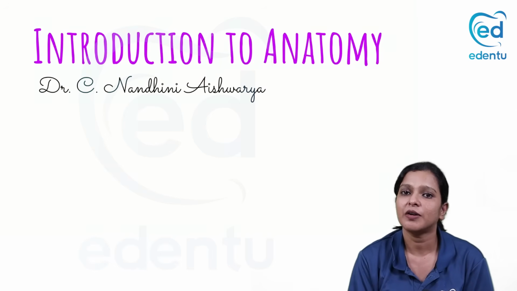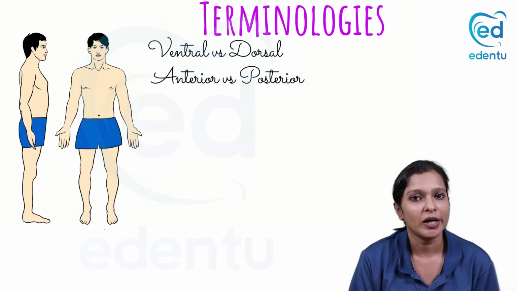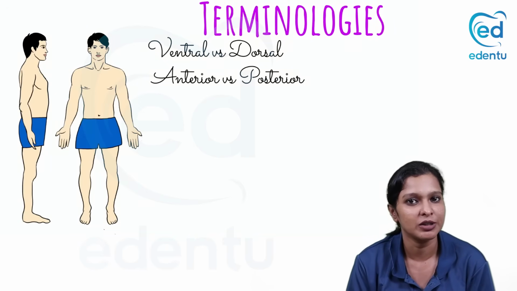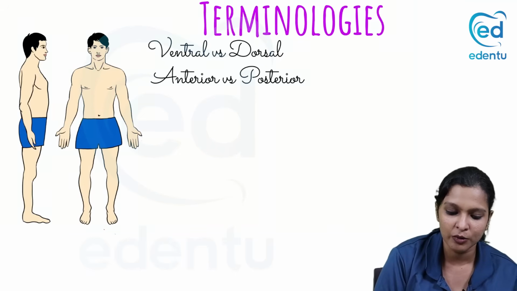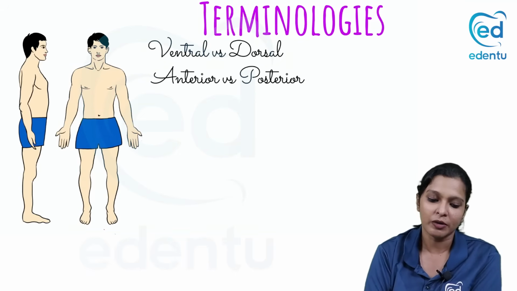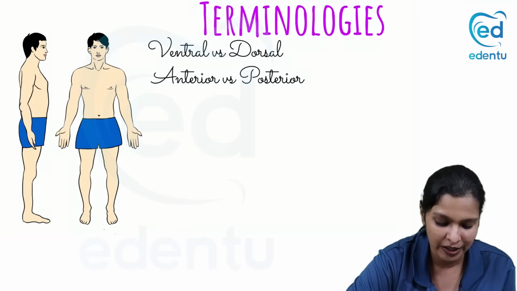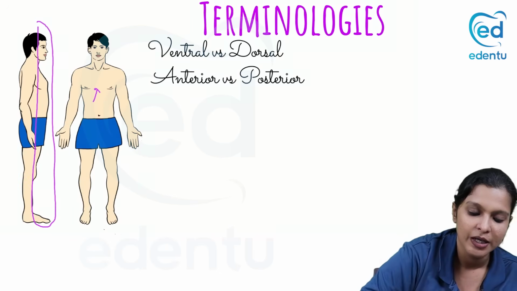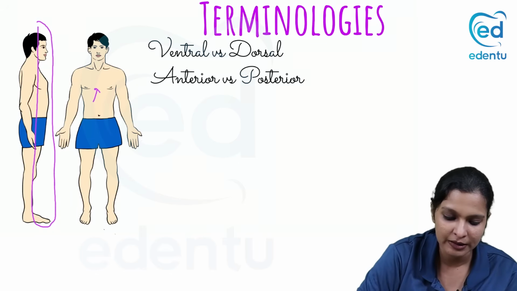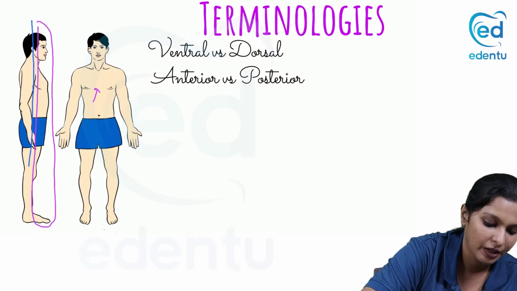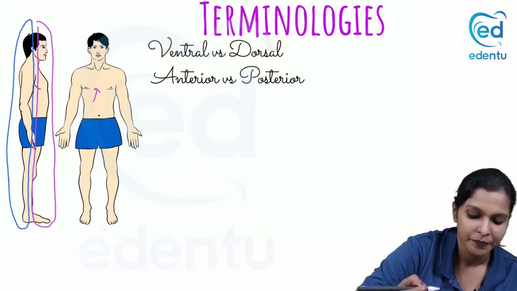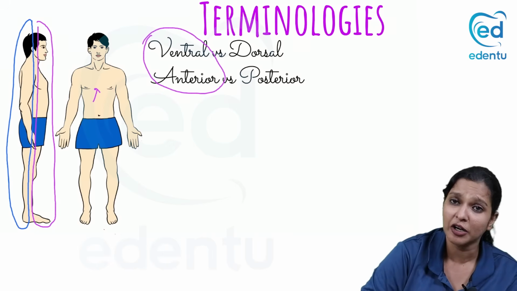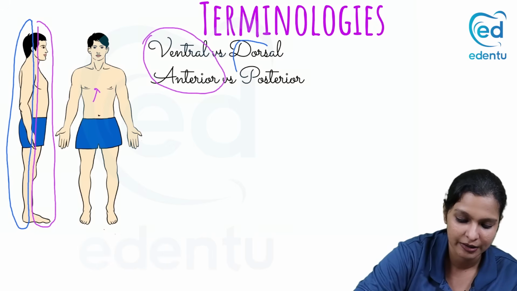anatomy. Okay, so first we'll begin with what ventral versus dorsal is, also what anterior versus posterior is. Now we'll move on to some other terminologies. Okay, we already saw what ventral is. Ventral is referring to the anterior part. Whatever is seen in this image is the ventral, and dorsal is the posterior part. Okay, back is the dorsal. So ventral and anterior means the front, whereas dorsal and posterior means the back region.